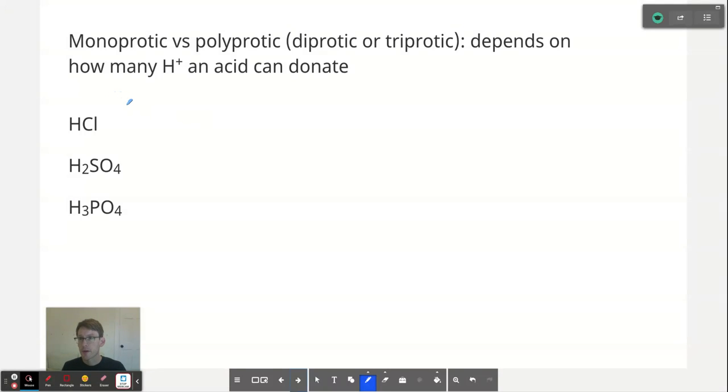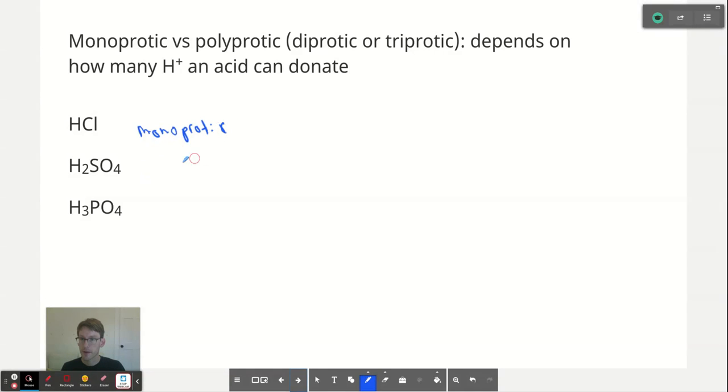Something else in this section of this chapter is the concept of monoprotic versus polyprotic acids. Polyprotic, poly meaning many. So diprotic would mean giving up 2 H pluses, and triprotic meaning giving up 3 H pluses. This definition really just depends on how many H plus an acid can donate. So HCl has only 1 hydrogen that it can donate, so this would be monoprotic.